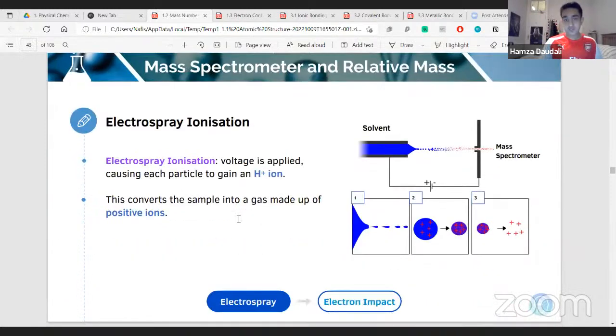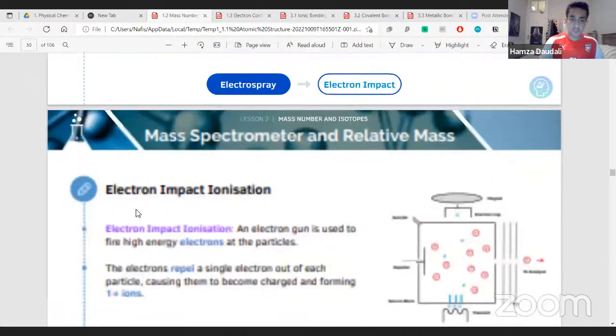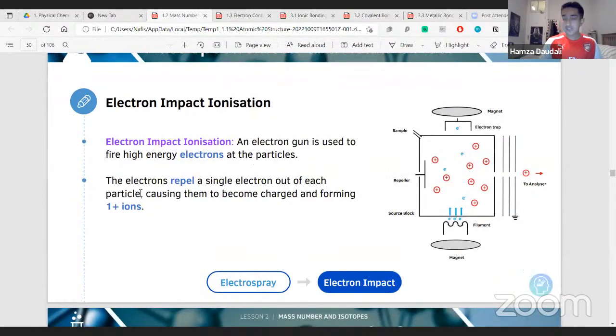Either through electrospray ionization, which is where you apply a voltage, causing each particle to gain a proton, which then means that the sample of gas will gain 1 in mass, which means that when you're calculating at the end, you'll have to take 1 out of their mass. So you have to take 1 off their mass. But this then converts the sample into a gas made of positive ions.